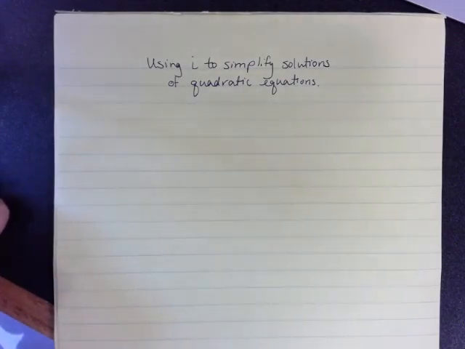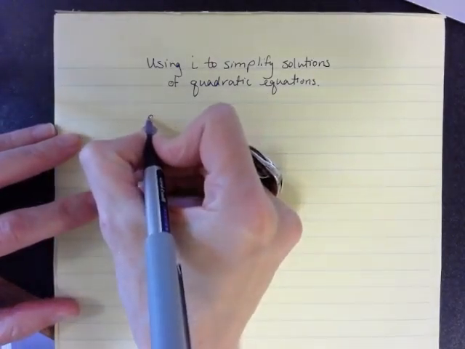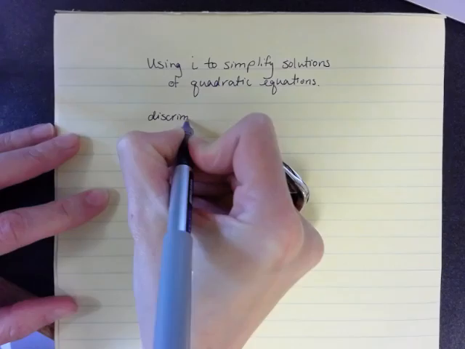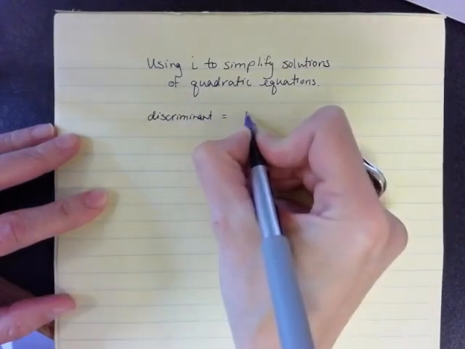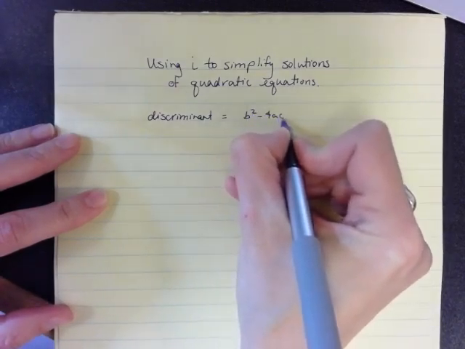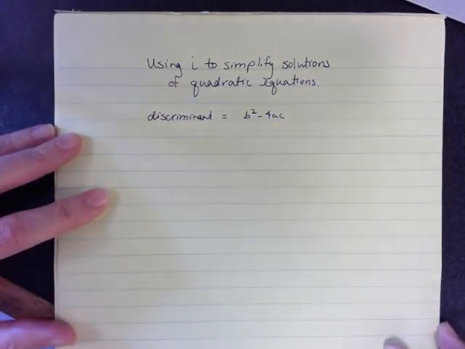Okay, so the last video is about using i to simplify solutions of quadratic equations. When we have a quadratic equation, we often get two solutions. And you know if we're going to get two solutions by using the, I hope you said discriminant, okay? We have to remember that the discriminant is b squared minus 4ac. So that number is going to tell you what kind of solutions you get to the quadratic equation.